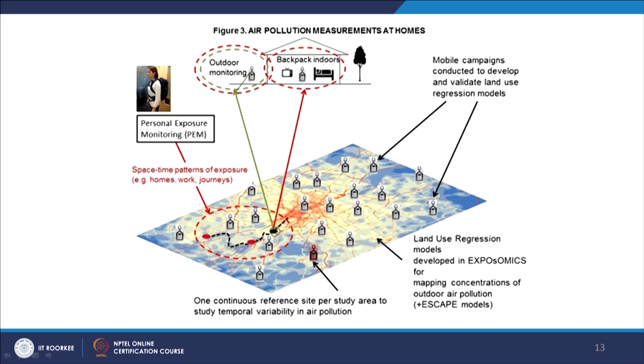When I do this, what I am getting is that they developed a very nice land use regression model for Exposomics, which maps the concentration of outdoor air pollution. Currently they are trying to link all of this, and hopefully we will get very meaningful data on how the exposome varies when ambient air quality varies, and how that would affect public health.